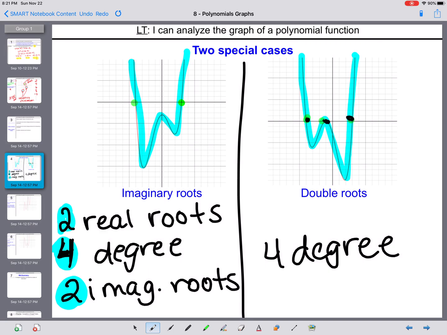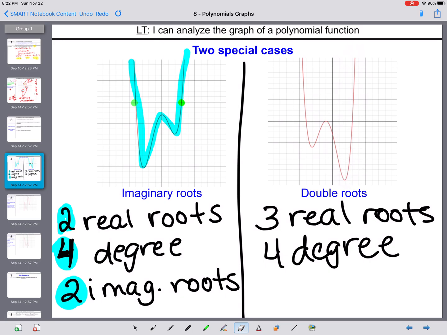3 real roots. The reason why there's only 3 real roots is not because there's an imaginary root, because we see that we counted up every time it touched the axis. It is because of something called a double root. And the double root is located right here. Anytime your graph does something like this, which is called a bounce, that means there's a double root there.